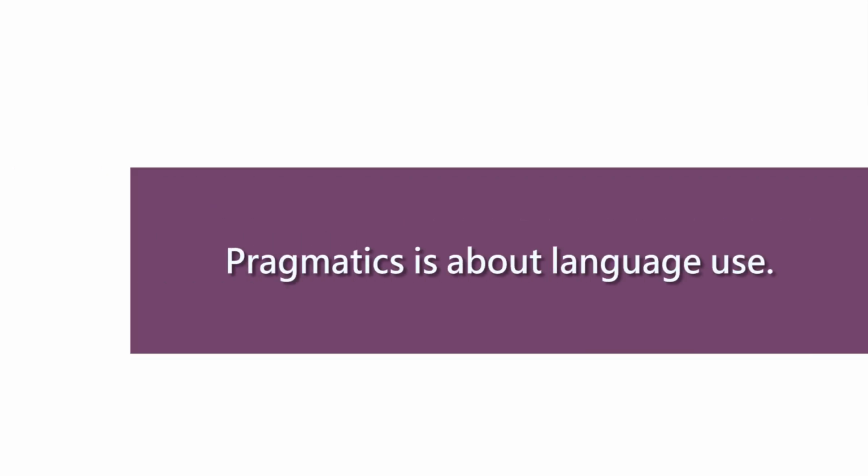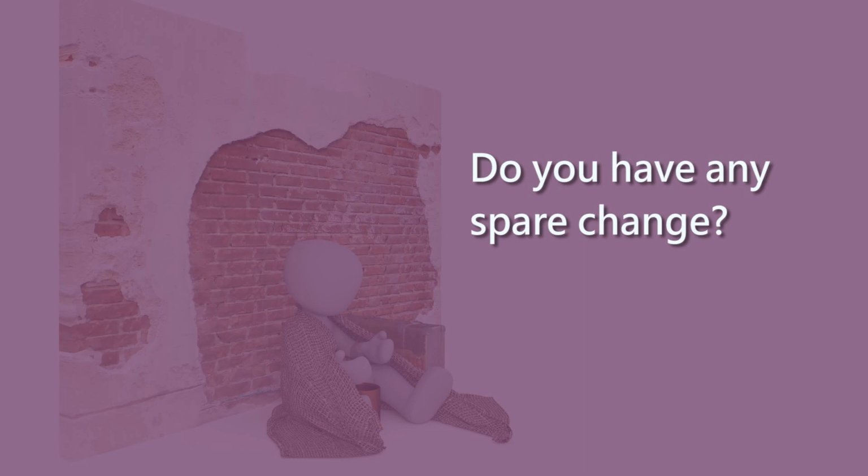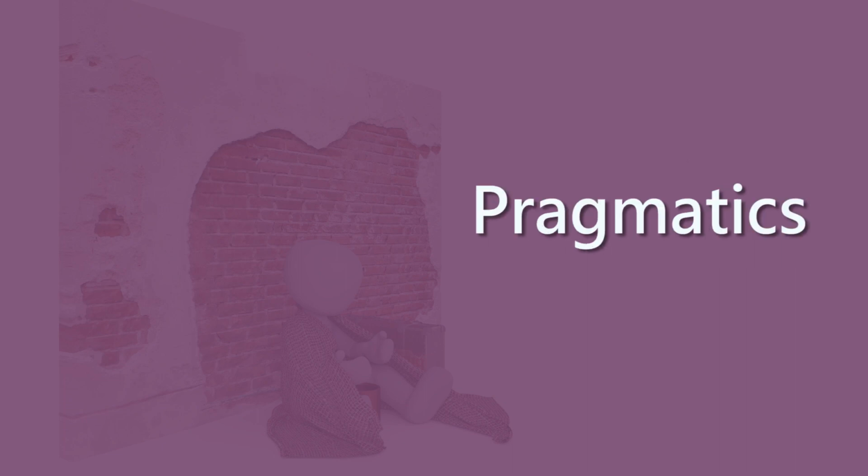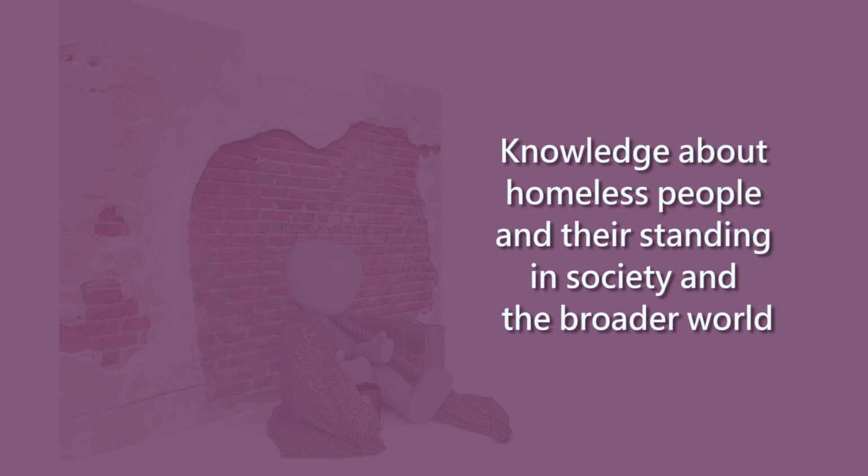When you're walking on the street, you're going into the subway, and a homeless person asks you, "Do you have any spare change?" You don't interpret that as a technical question about what you actually have in your pocket. You don't interpret it as a fiduciary inquiry. You interpret it as a request for money on the part of the homeless person. And the way you understand this sentence, which is the meaning he intends to convey, is possible because of pragmatics. You know this is a homeless person. You know about his standing in society and in the broader world. And then when he says that to you, you interpret it as a request. Such things can be explained only using pragmatics.